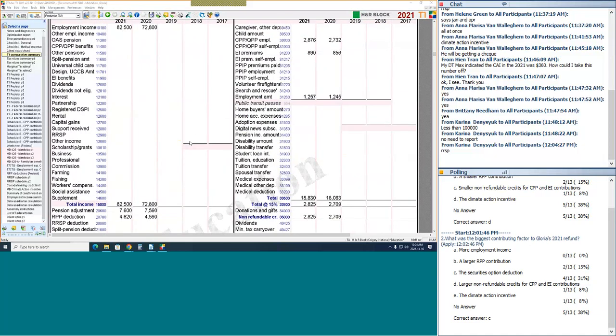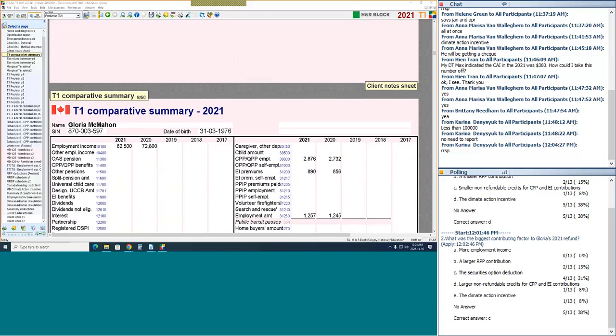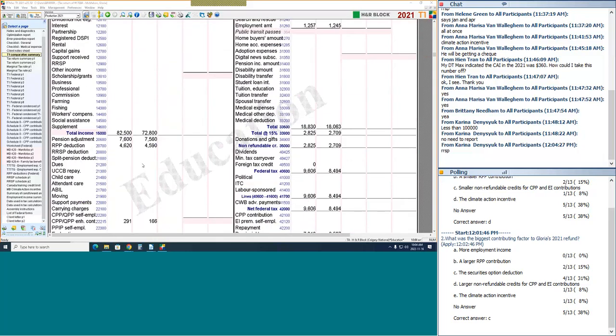Now, her income would be lower because, remember, her income was boosted by the benefit of the security option, but the deduction only covered half of it, and so it is beneficial to her in this year to have that deduction. Next year, probably not going to get a very big refund unless she does something. What can she do? RSPs are an option for her.